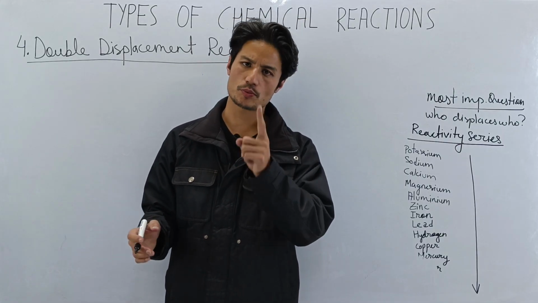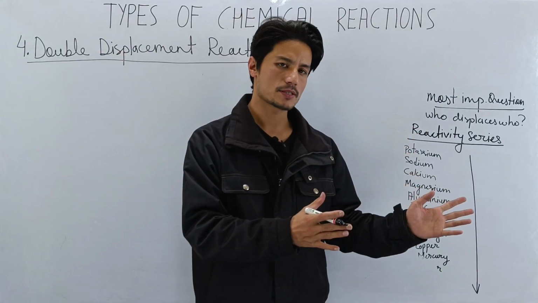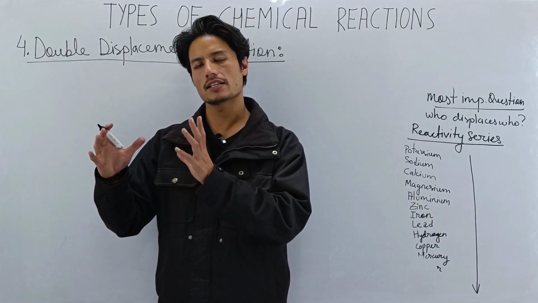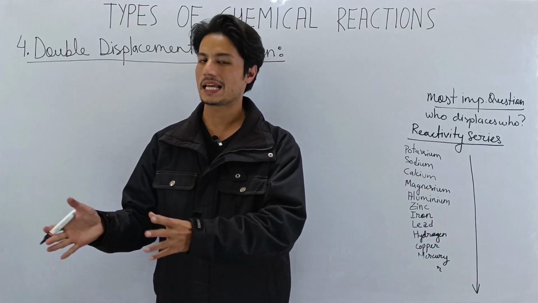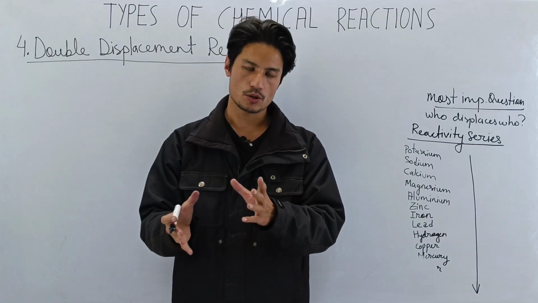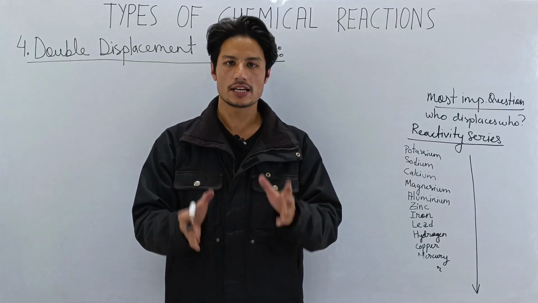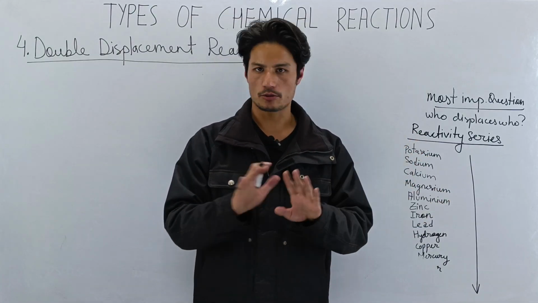There's only one major difference between simple displacement and double displacement reaction. The difference is, in simple displacement, the reaction takes place between an element and a compound. Whereas in double displacement reaction, it is between a compound and a compound. I hope that is clear.